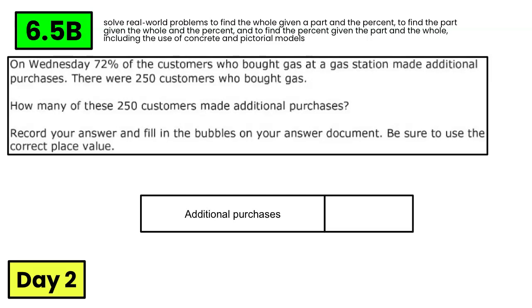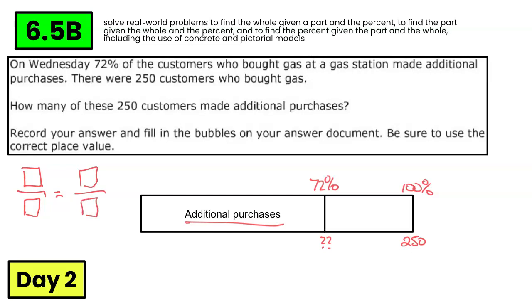In this problem, we have 250 customers that are purchasing gas. We are told that 72% of those customers also make an additional purchase. So this right here would represent 72% that make the additional purchases. That's, of course, out of always 100%, and we want to know how many people actually made an additional purchase. And so we are going to set up a percent proportion here in order to help us solve this problem. We know that 72% of our people made additional purchases, and that is always out of 100%.